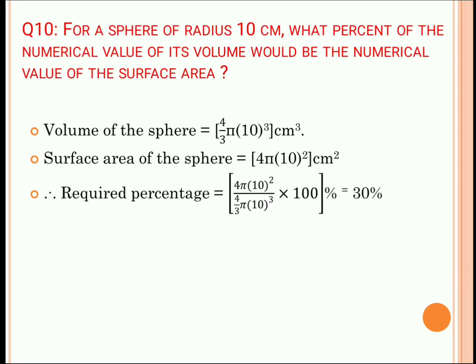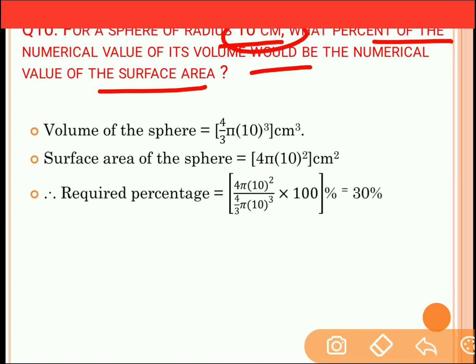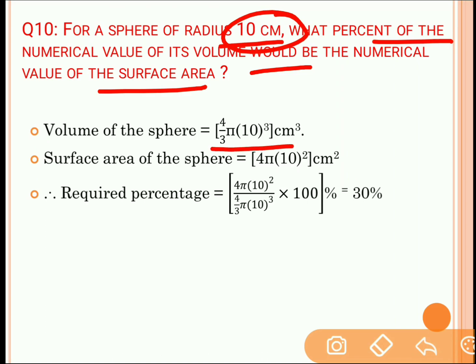Next problem, question 10. For a sphere of radius 10 cm, what is the percentage of numerical value of its volume to the numerical value of its surface area? So we have a sphere of 10 cm. The volume of the sphere is what? 4/3 πr³. R is 10 cm, so volume will be 4/3 π into 10³. Surface area of the sphere is 4πr². Now the required percentage of value of volume to the surface area is (4/3 πr³) upon 4πr² into 100, and that is equal to 30%.